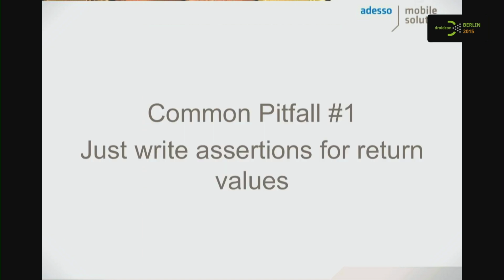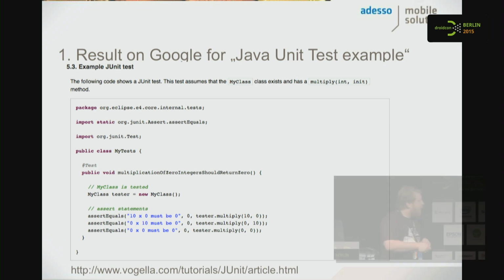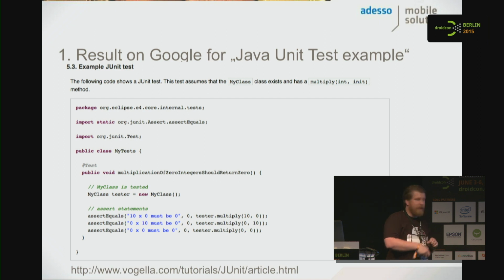The first one I saw was sticking too much to assertions on return values, especially from people who write tests for the first time. And that has something to do with the Hello World tutorials for writing tests. For example, that's the first Google result for Java unit test example, and then you find something like that. Some kind of calculator, and then you give in two numbers and assert the value. In this case, you multiply with 0, so the result should be 0. The Hello World of JUnit.